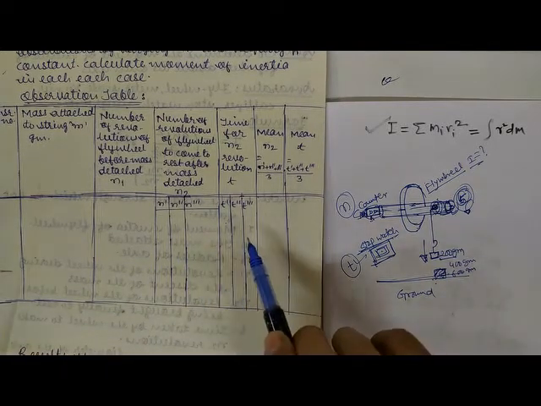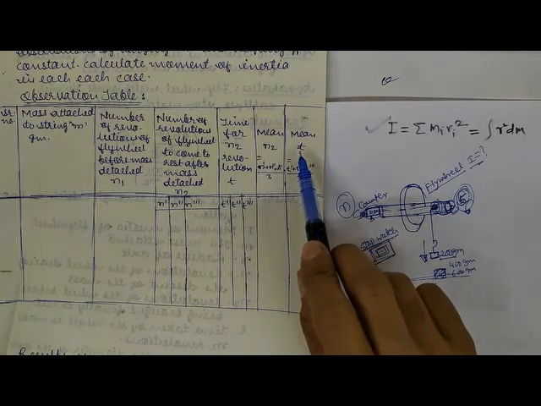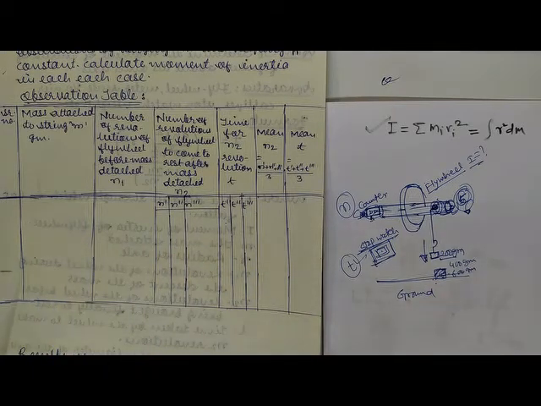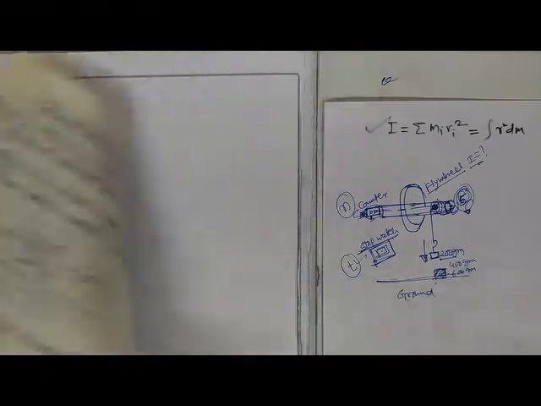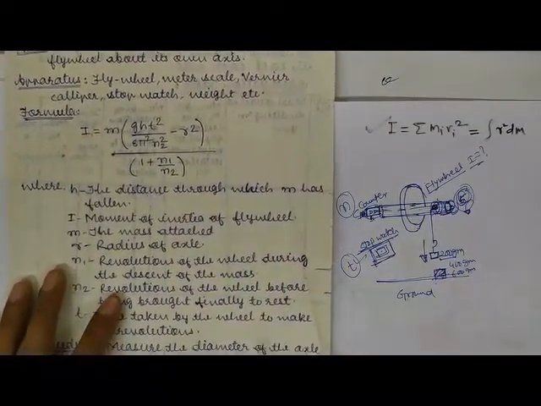Okay, now once we finish this observation table, what we got are N2 and T, right? So obviously the mass is different, so we have to find 3 moments of inertia, and then finally we will take the mean. Once you finish the observation table, you can go to the formula once again.